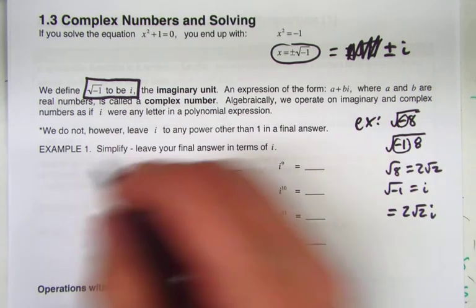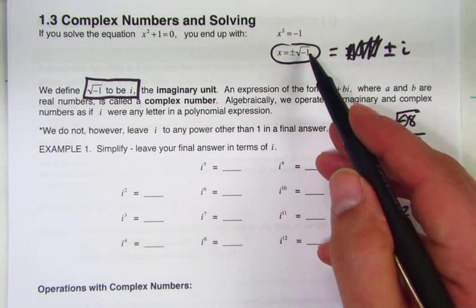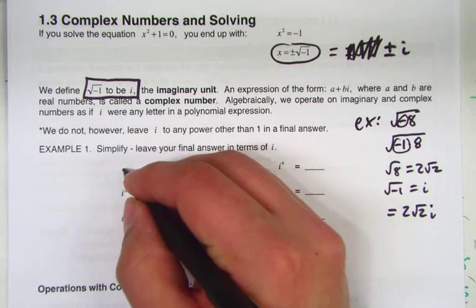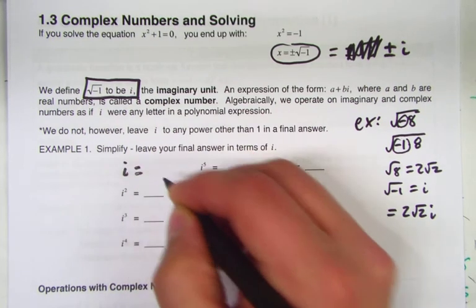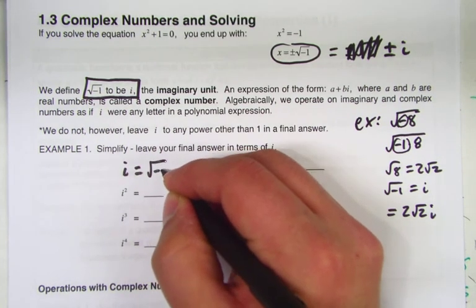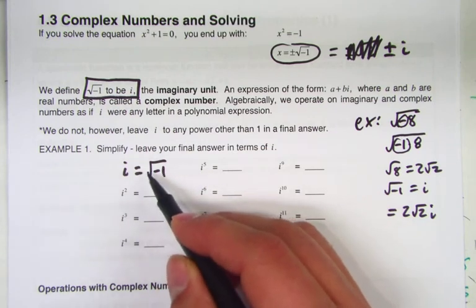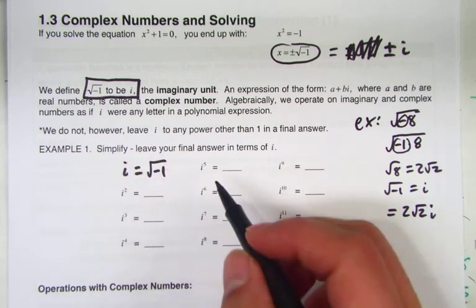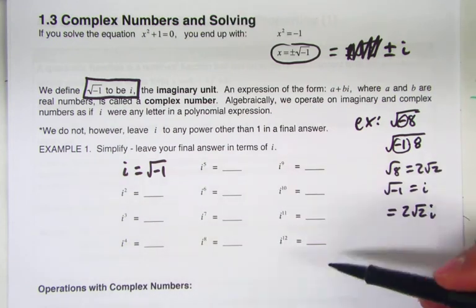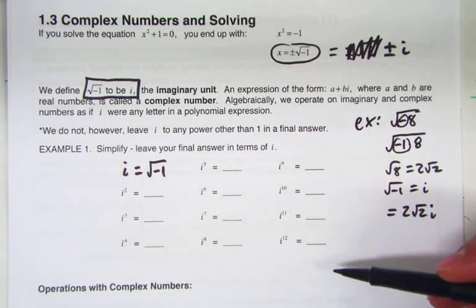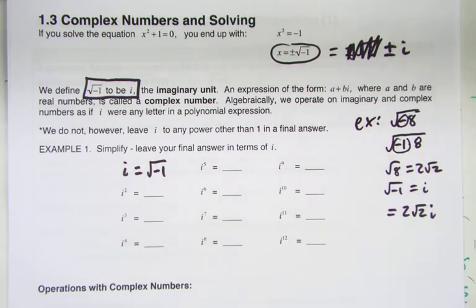Again, the definition comes from the square root of -1. So let's write that down here. i is defined to be the square root of -1. However, we will never typically write the square root of -1. We'll just leave it as i. And then here we have a quick little powers to figure out for i.